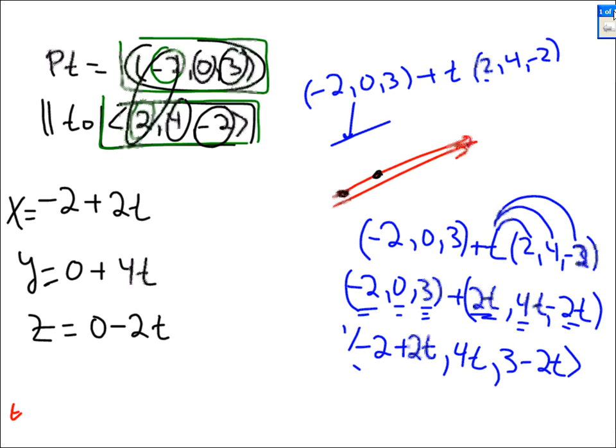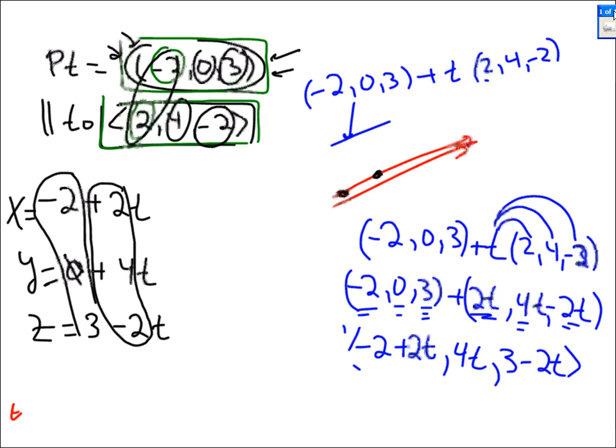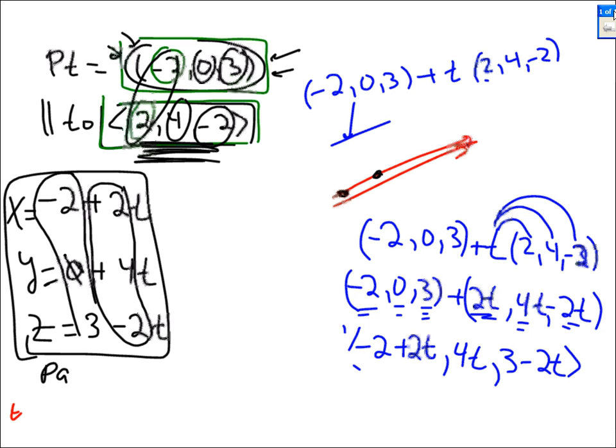Of course, you don't need to write those zeros if you don't want. But I like to write them because when I look there, I should see my point, negative 2, 0, 3. I didn't do that on purpose, but I don't see my 3. So this is 3, excuse me. And when I look at what t is being multiplied by, it should be 2, 4, negative 2. These 3 equations are called the parametric equations.